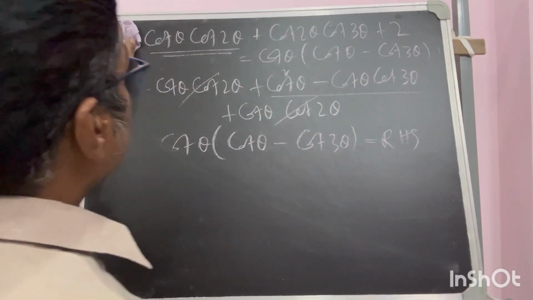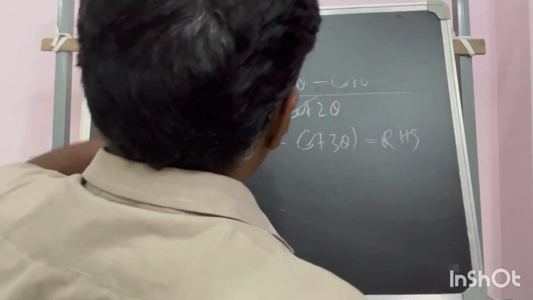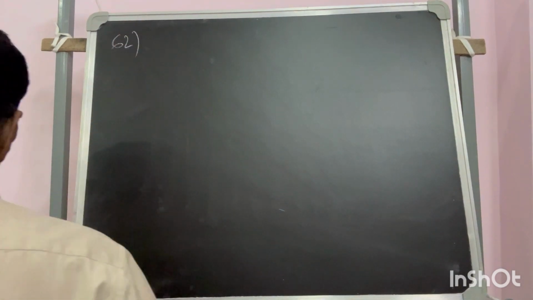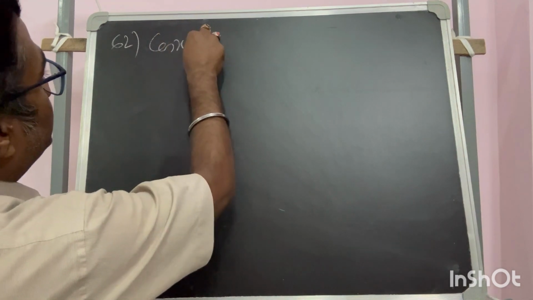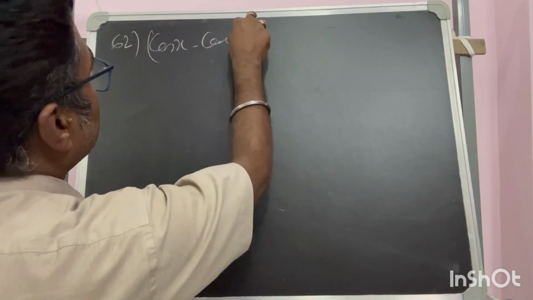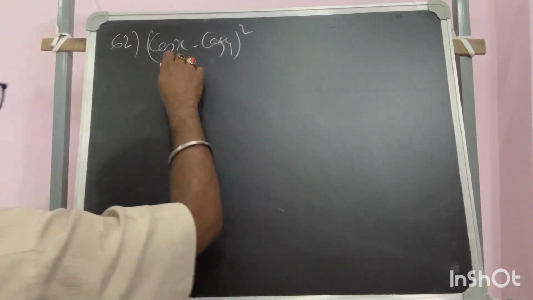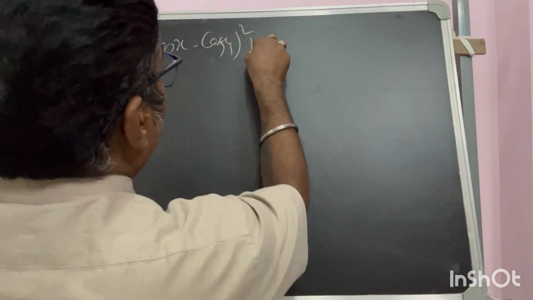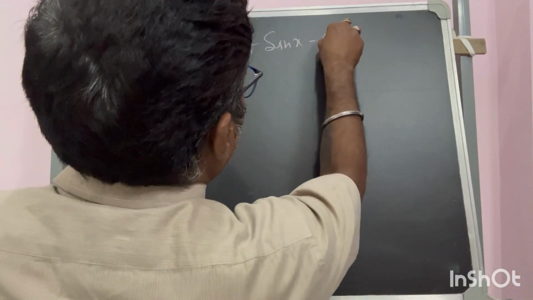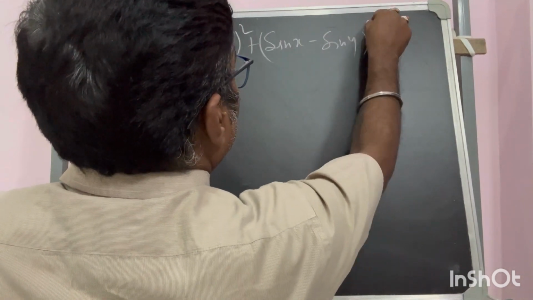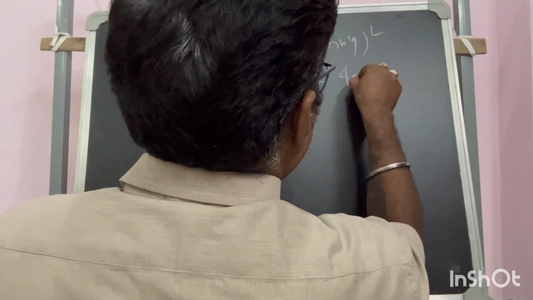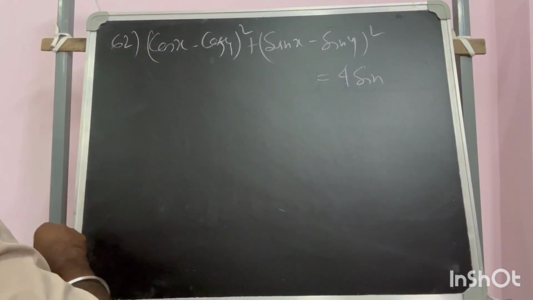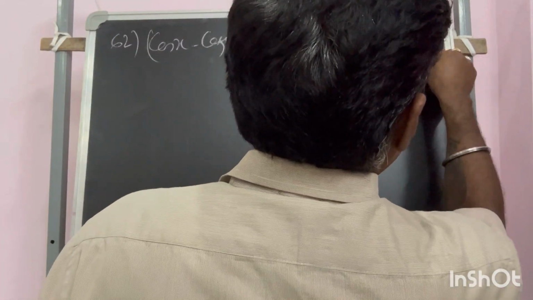so moving to next, that is 62. 62 says cos of x minus cos of y whole square, cos x minus cos y whole square plus sin x minus sin y whole square. You have to prove it is equal to 4 of sine square x minus y by 2.